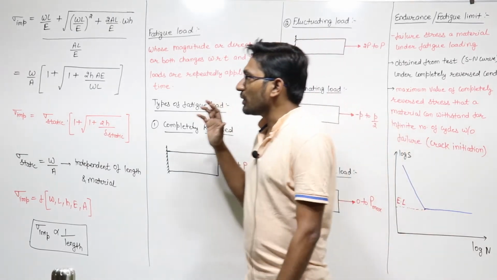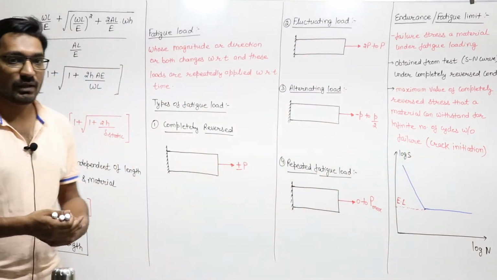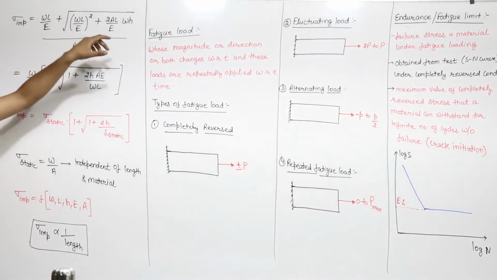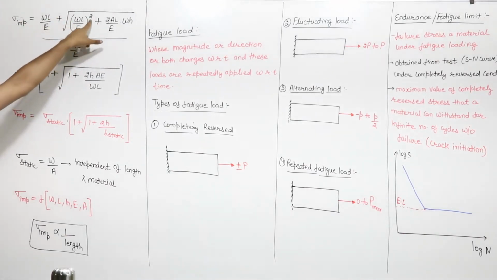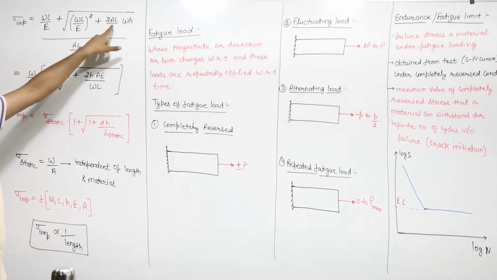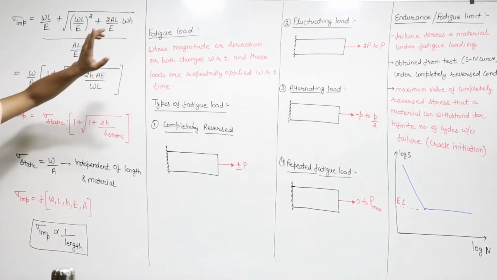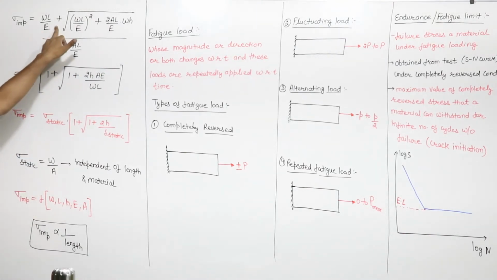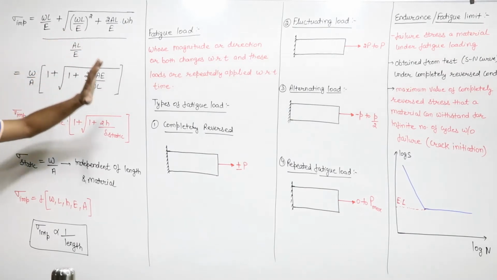So from the roots of that quadratic equation, we come to this: sigma impact will be equal to WL upon E plus under root of (WL upon E) square plus 2AL upon E into WH, divided by AL upon E. Right. I am only taking the positive root; the negative root I am just neglecting.